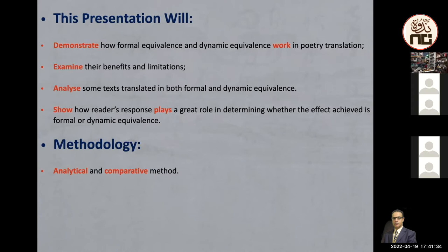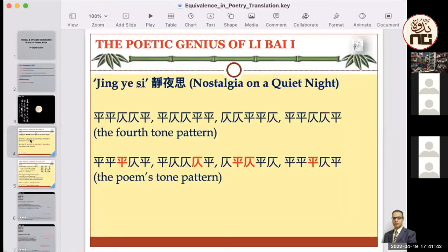Okay, I'm trying to hide my camera. Okay, this is better for me.